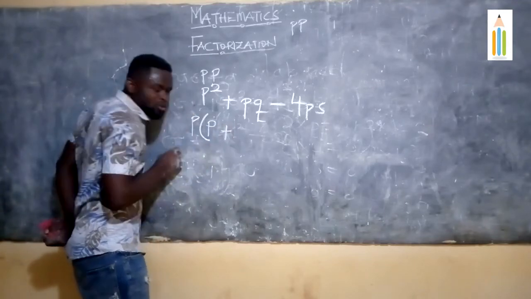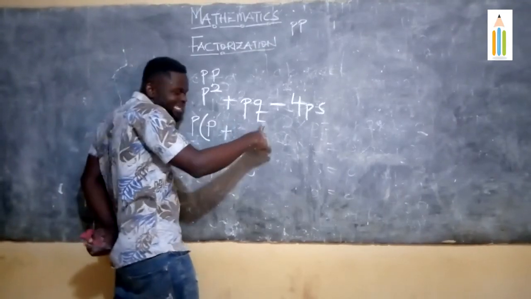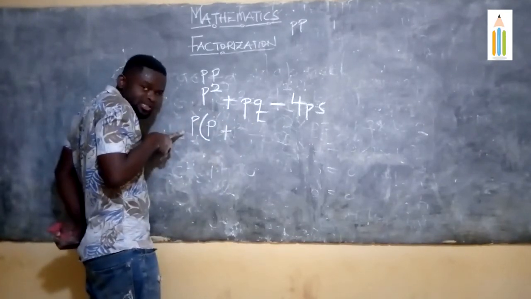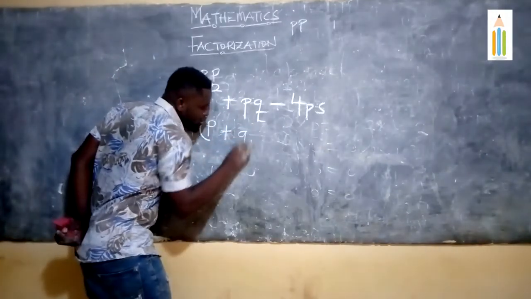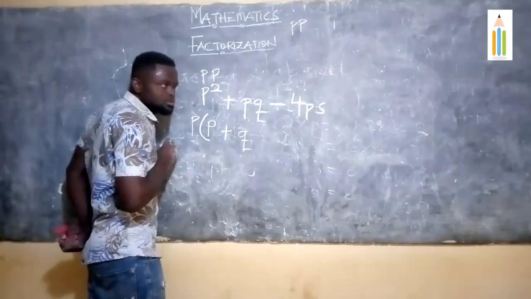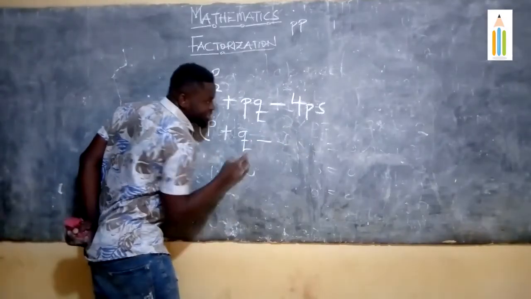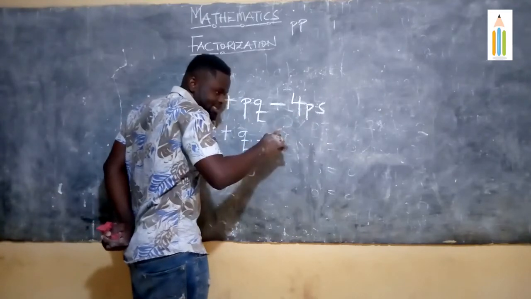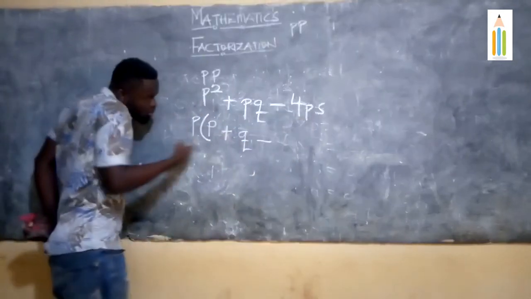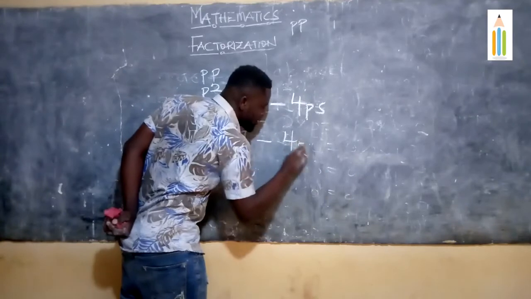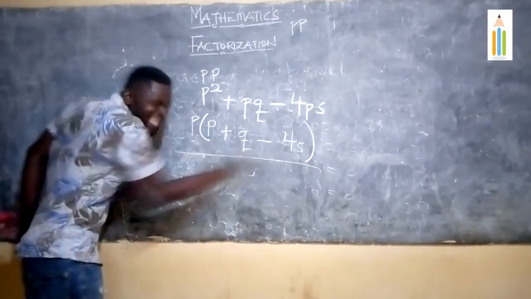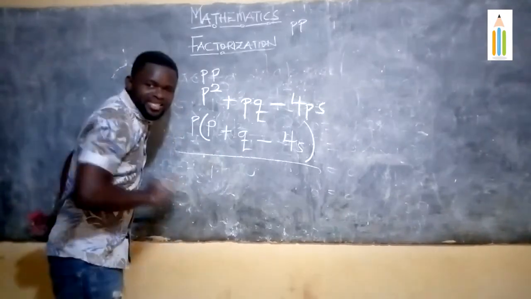Then our addition sign will come. Now we have p and q, and I have taken this p already out. So what will be left here? q. Now I bring my subtraction sign and I come to this side. I have 4p squared. Now p is out. So what will be left here? 4p. That will be our final answer. We can't factorize anything out from this expression again.